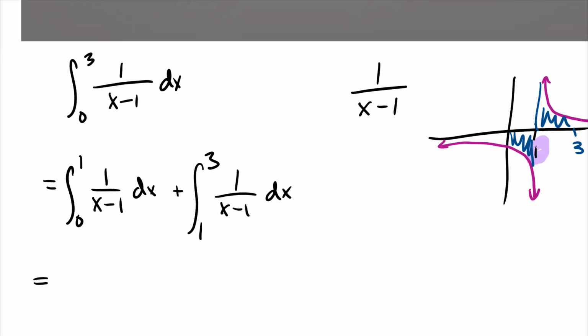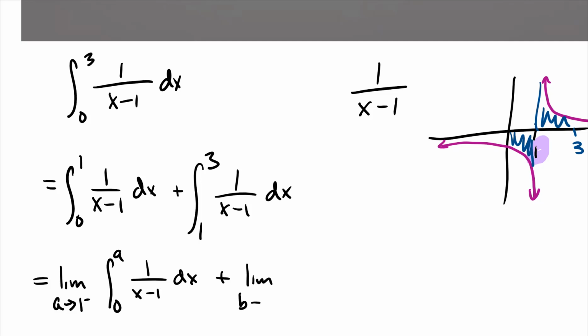Since this 1 is coming from the left-hand side, you can tell because there's a 0 in there, we're going to say, let's call this, the limit as a goes to 1 from the left, from 0 to a of 1 over x minus 1 dx. Plus the limit, and now we're going to go to 1, so let's call that b goes to 1 from the right, b to 3 of 1 over x minus 1 dx.